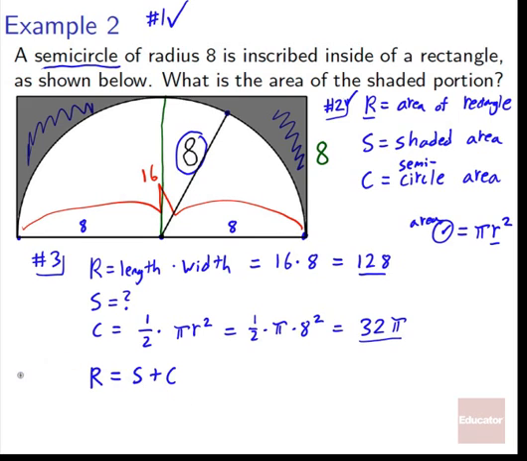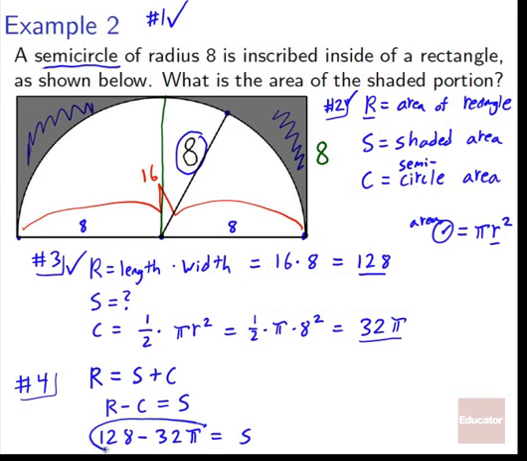So at this point, we're ready to go on to step four. We've got all of our equations set up. Step four, R equals S plus C. We've got numbers, so let's get S on its lonesome because that's what we're looking to solve. So R minus C equals S, the area of the shaded area, is equal to the rectangle's area minus the area of the semicircle. So we plug in the area for the rectangle, that's 128, minus the area for the semicircle, that's 32 pi, and that's equal to our shaded area.